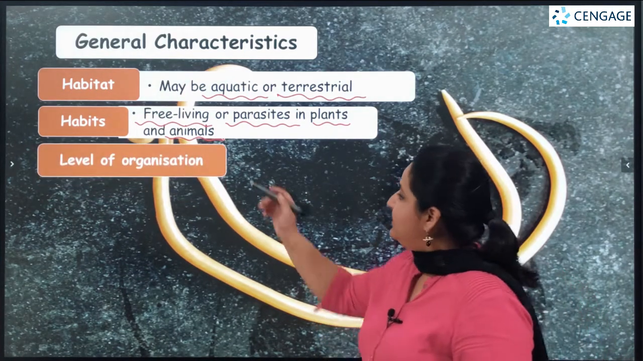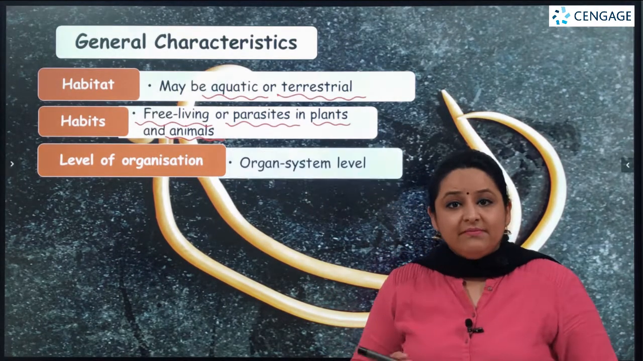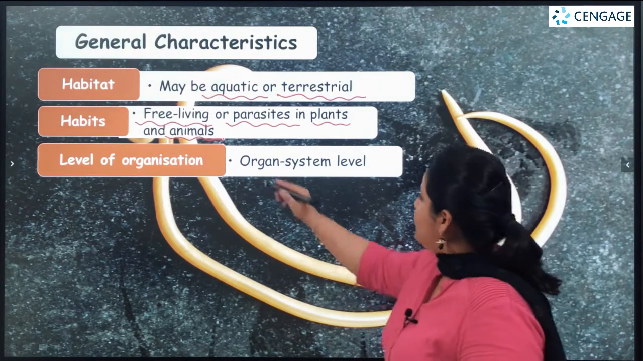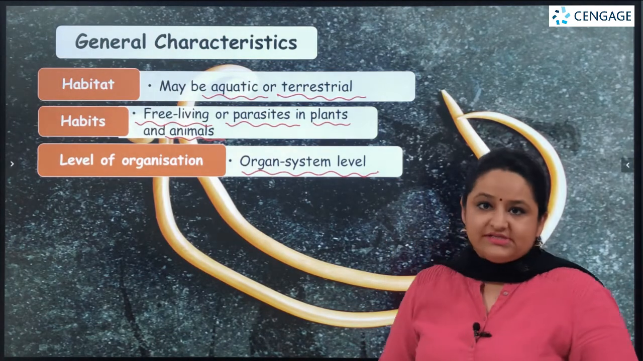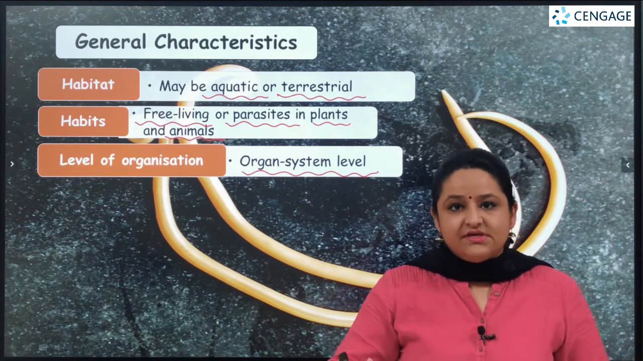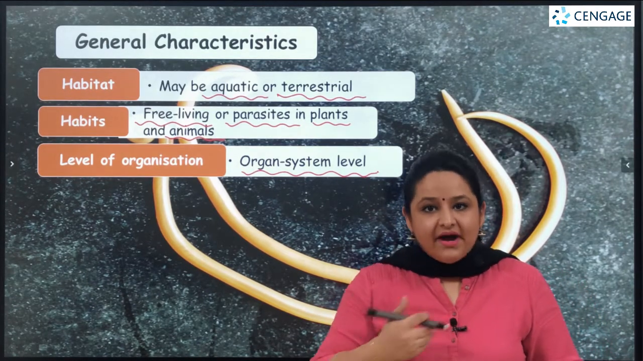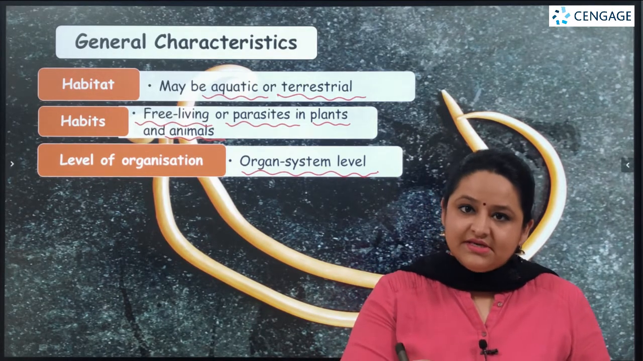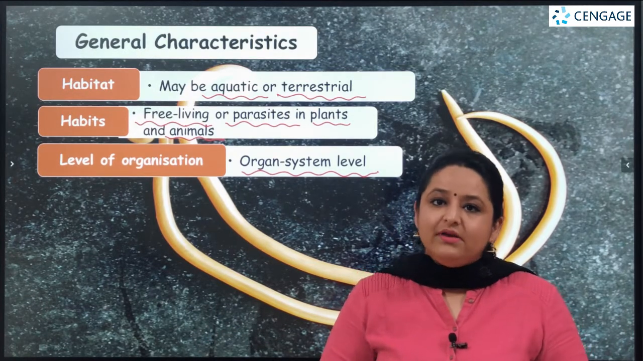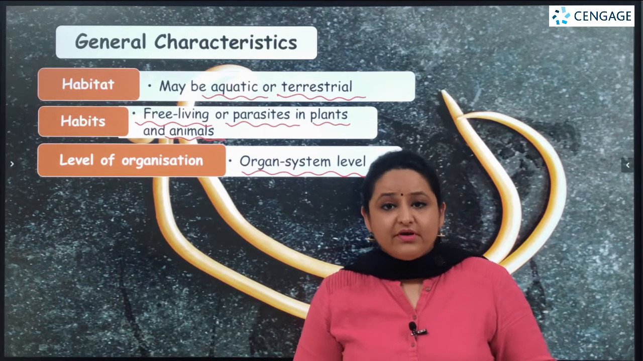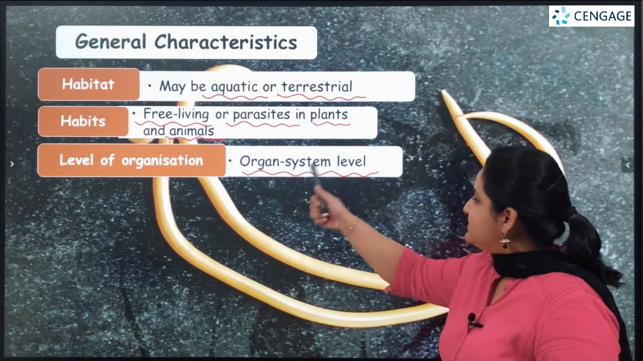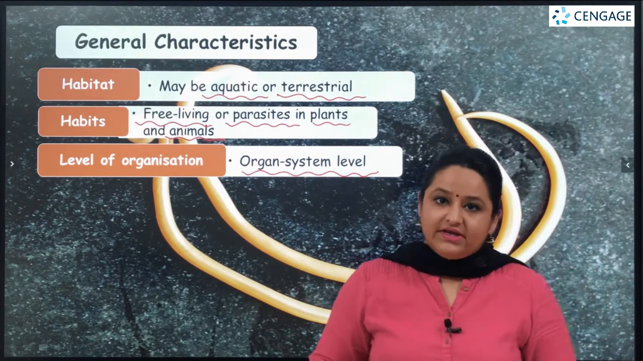Now let's talk about their level of organization. If you remember from the lecture on basis of classification, the members of this phylum show the organ system level of organization. That means the organisms have organ systems. The organs in these organisms have combined together to form certain systems. And these systems individually take up some or the other physiological role. For example, a digestive system, a reproductive system, an excretory system, and so on. So the organisms show organ system level of organization.